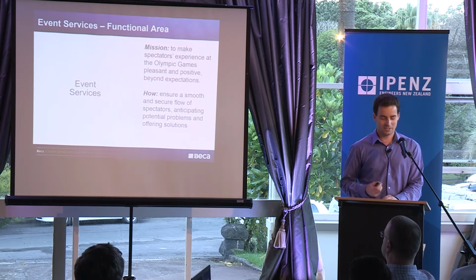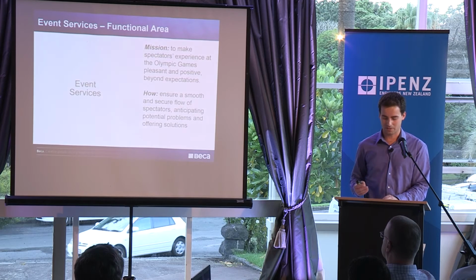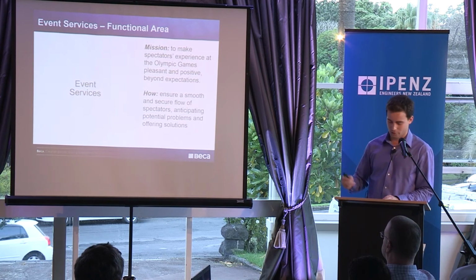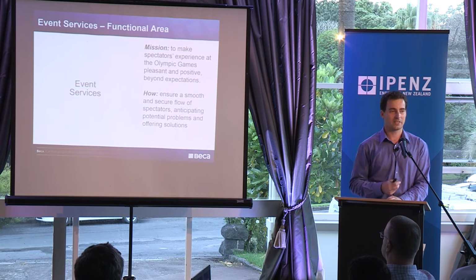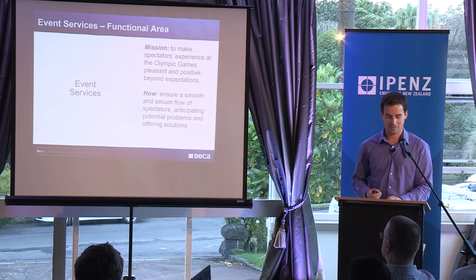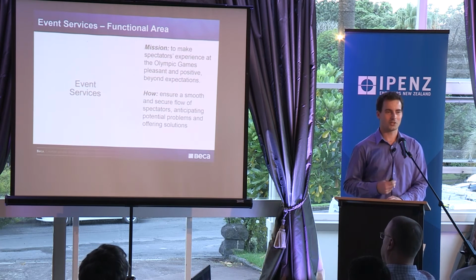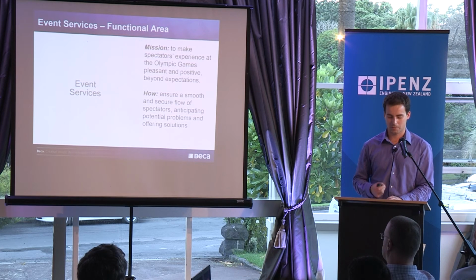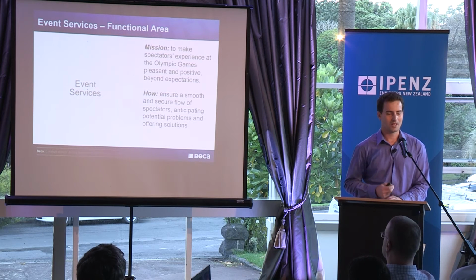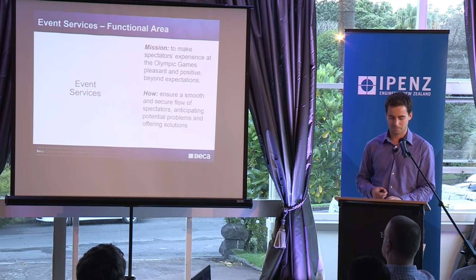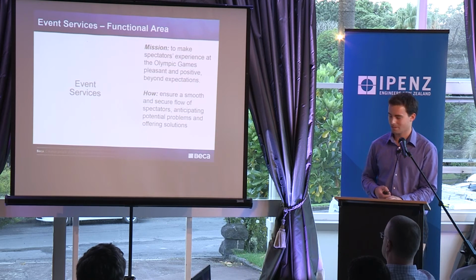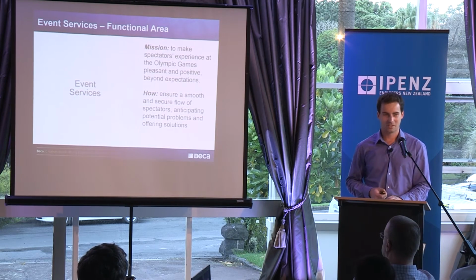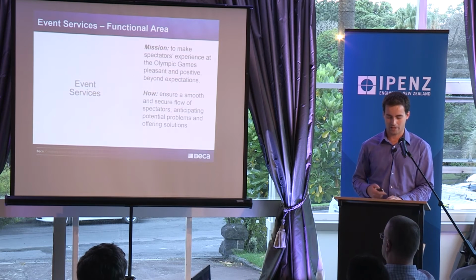The organising committee is made up of 64 different departments. Our client is Event Services, and they're the main contact point between spectators who arrive to a competition to watch and the Olympics organisation. Their mission is focused on the spectator experience, to make the experience pleasant and positive beyond anybody's expectations. And they aim to achieve this by ensuring a smooth and secure flow of spectators, looking out for potential problems, and offering positive solutions. They're going to help.